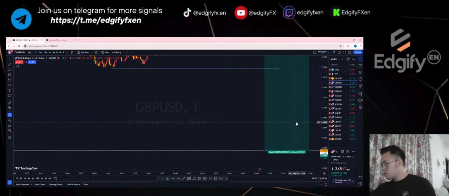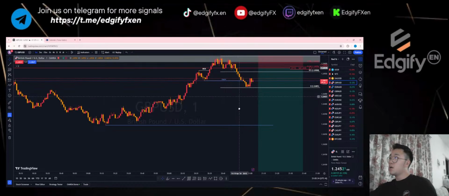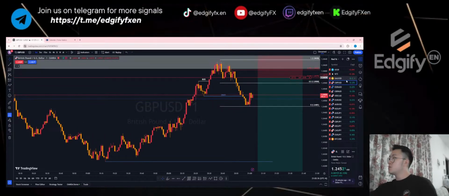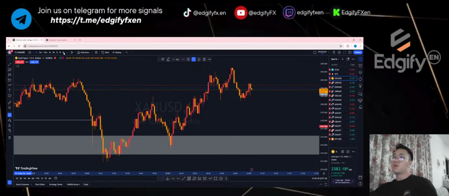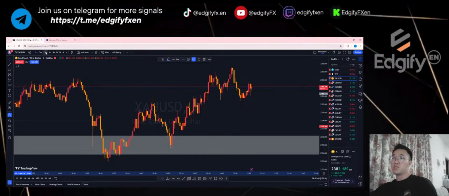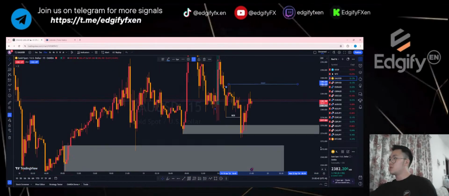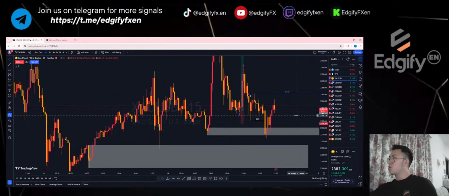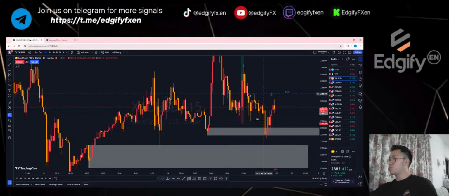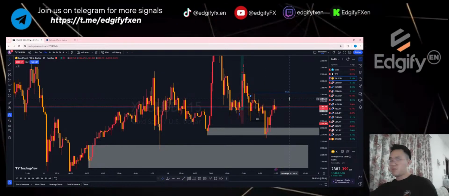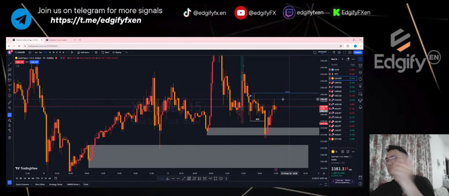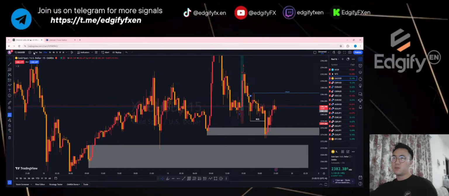Okay, so your question is why no trade on gold. I do want to trade gold because I only focus on gold and also GBP USD, these are the two main. But basically on gold, I'm waiting for this level to be taken out to be slightly conservative, because like I said, it's a Friday. So I want to play it safe a little.